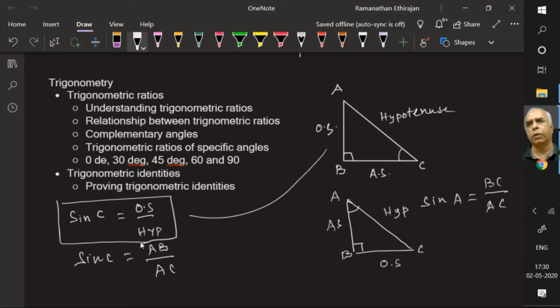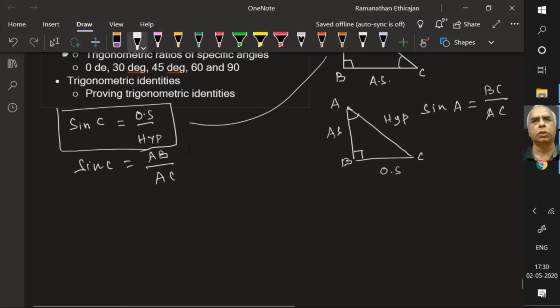For example, angle A. BC is the opposite side, and that is why I put BC as opposite. Hypotenuse is just opposite to the right angle. Okay, so this is sine. Now let us move to cos.